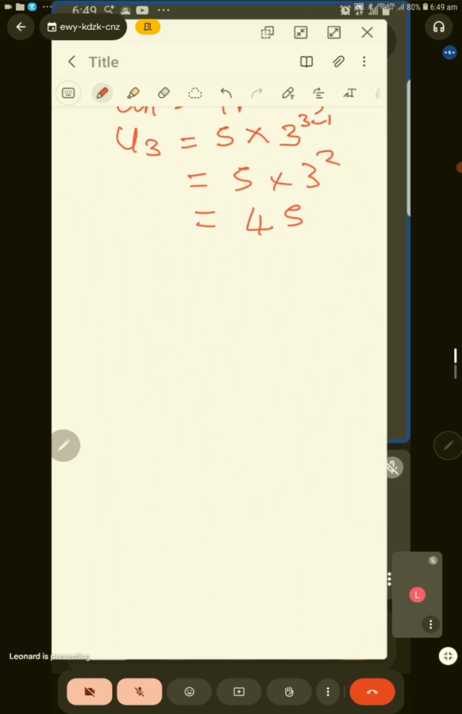Let's take this example, a hypothetical example. Let's say A can do a work in 2 minutes, and B can do the same work in 4 minutes. How long will it take A and B working together to do the same work?